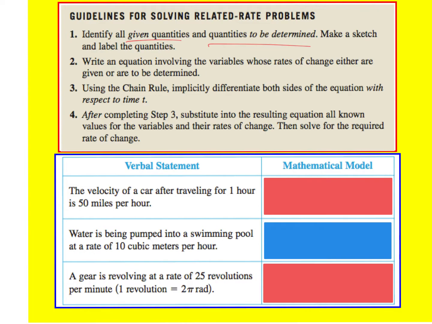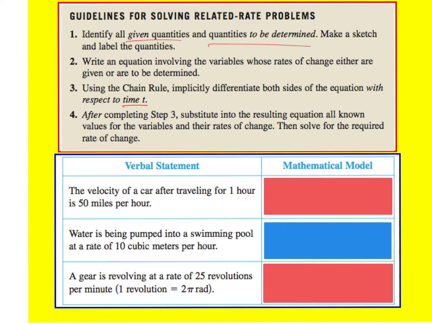Number 3: Using the chain rule, implicitly differentiate both sides of the equation with respect to time. With respect to time. So are the variables going to match up very often? No, like never. Something will implicitly pop out. And number 4: After completing step 3, substitute into the resulting equation all known values for the variables and their rates of change. Then solve for the required rate of change. We're going to substitute things in once we know everything, except for the one thing that we're solving for. All right. Here we go.